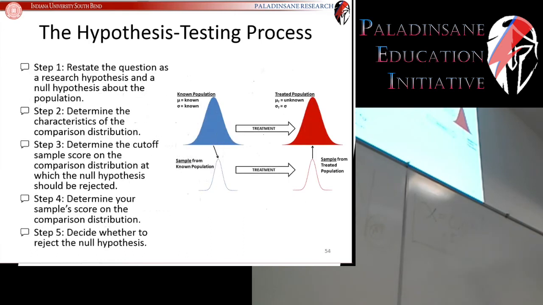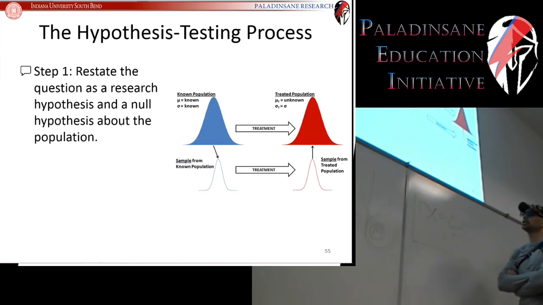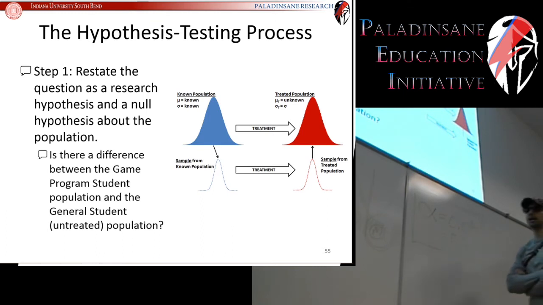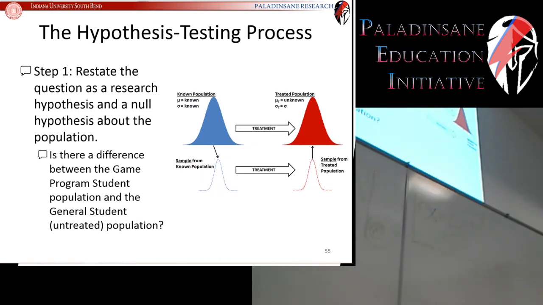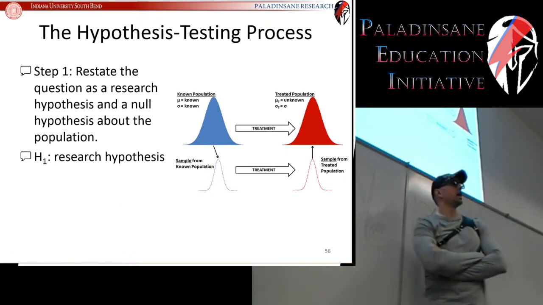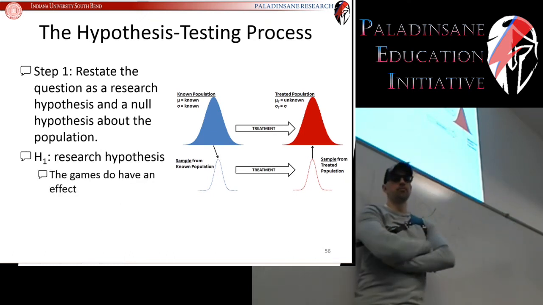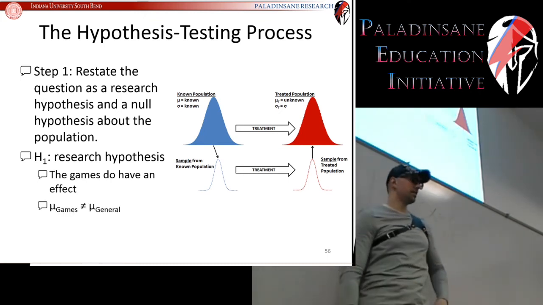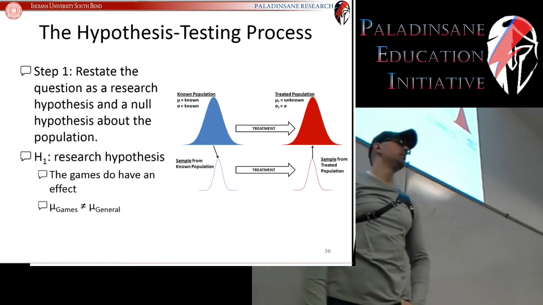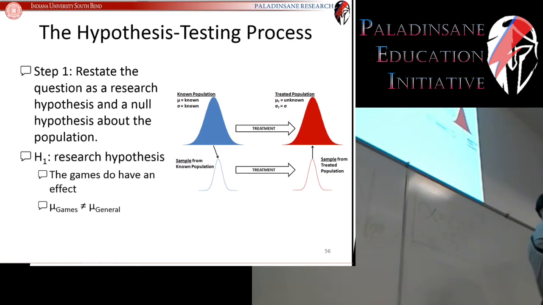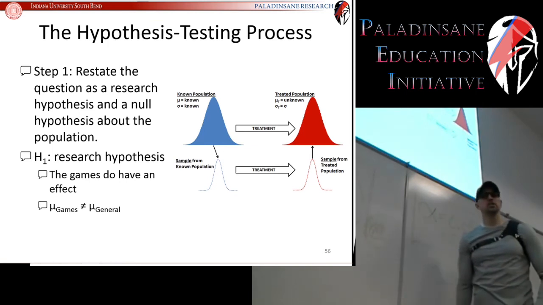Let's start off with step number 1. So we got to restate the question as a research hypothesis and a null hypothesis about the population. So is there a difference between the game program student and the general student, i.e. untreated population? That's what we want to know. Is there a difference between the self-esteem of these two populations? Our research hypothesis is that it is different, that the game program does have an effect, and we can write this out as the mean self-esteem for the games population does not equal the mean self-esteem for the general population. So that's the indication that the treatment has an effect. The treatment actually does something.